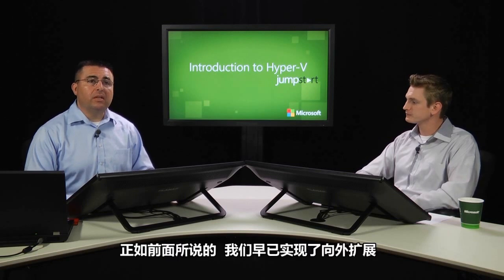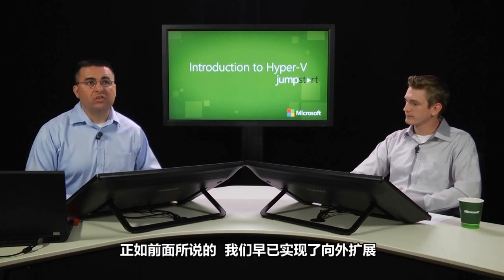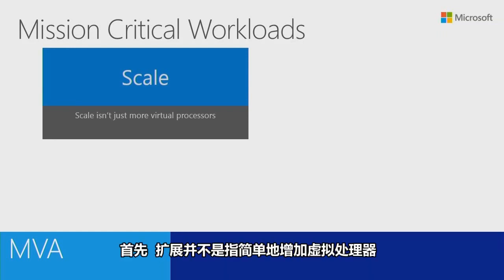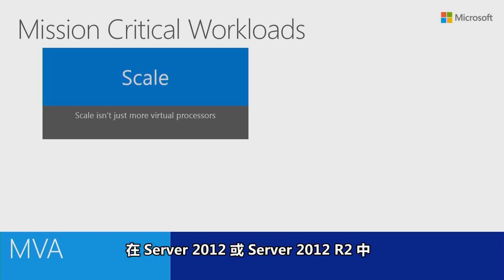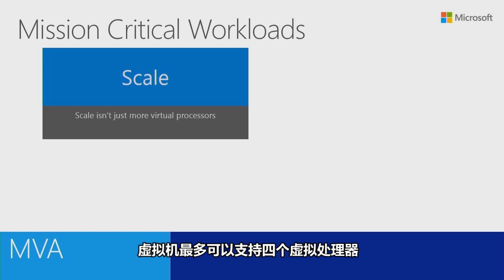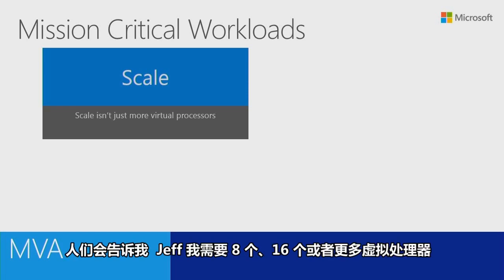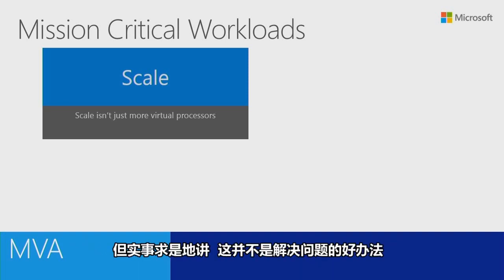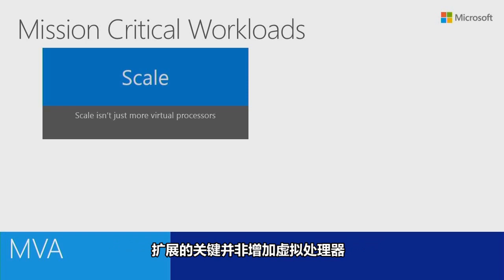Absolutely. So as I mentioned earlier, we've been delivering scale out for a long time, but customers, you very clearly told us you want to run scale up. So let's talk about what that means. We talked to you, and there's a couple of things I want to point out. Number one, scale isn't just more virtual processors. I get this all the time. In Server 2008 and 2008 R2, we had virtual machines that supported up to 4 virtual processors. And people would tell me, well, Jeff, I need 8 or I need 16 or I need more because I need to run this big workload. But honestly, that's not the answer. Okay? The key to scale isn't more virtual processors.